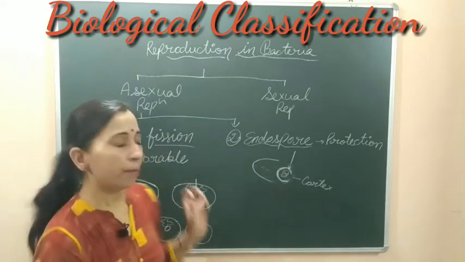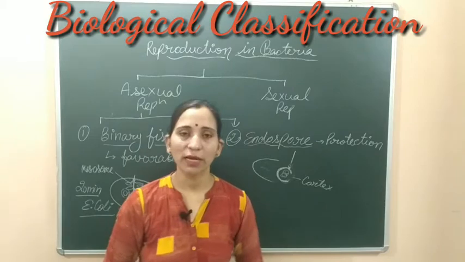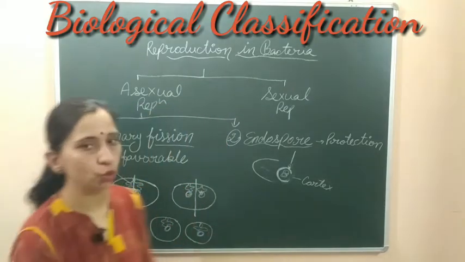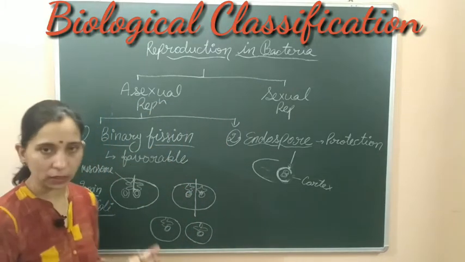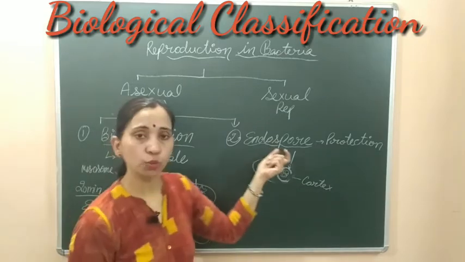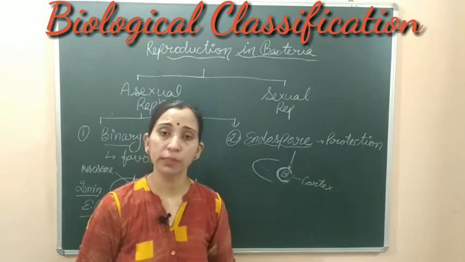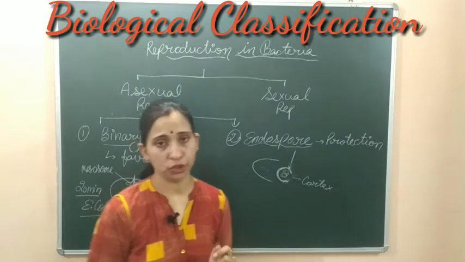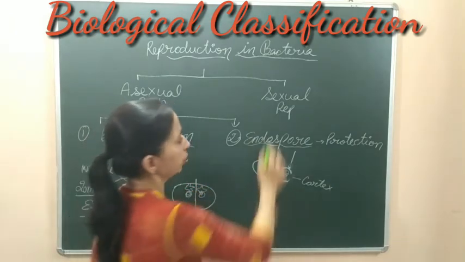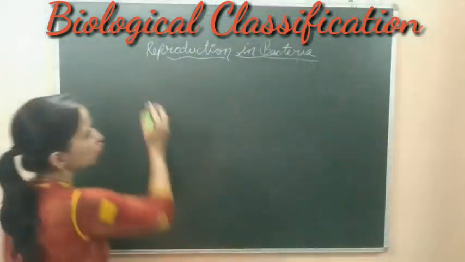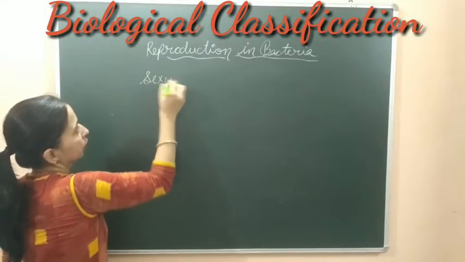So this is the way by which we can see that bacteria are dividing by asexual means. We discussed two methods. First, that is binary fission, and second, endospore formation. Now let's come on to the next type of reproduction which is found in the bacteria, which is sexual reproduction. So now we'll discuss the sexual reproduction. Now let's see sexual reproduction in bacteria.